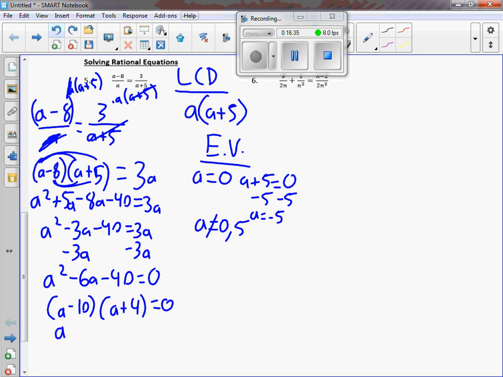Set them both equal to 0: a minus 10 equals 0, a plus 4 equals 0. We'll get a equals 10, and a equals negative 4. We need to check these against our excluded values. In this case, we cannot get the answer of 0 or 5. Neither of our answers were 0 or 5, so we could keep them both. So our answers for this one are 10 and negative 4.